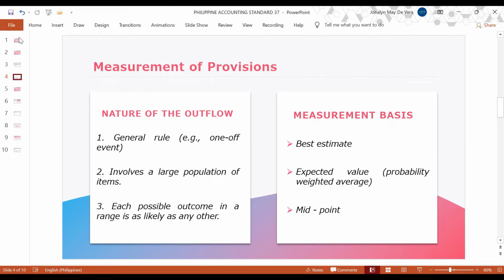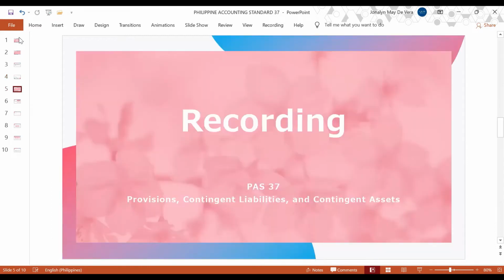In order for a liability to be recognized, number 1, there must be a probable future economic benefits. Pangalawa, dapat the amount of liability can be measured reliably. So if the range is so wide or broad like 20,000 to 2 million, the amount of estimate is no longer reasonable. The answer will be 0 because sobrang broad na yung range. So next po is the recording of provision.